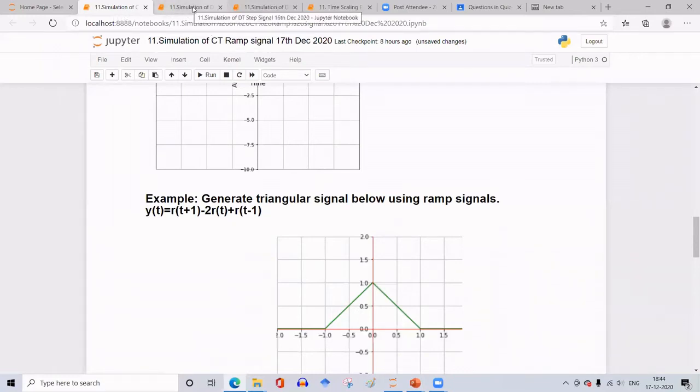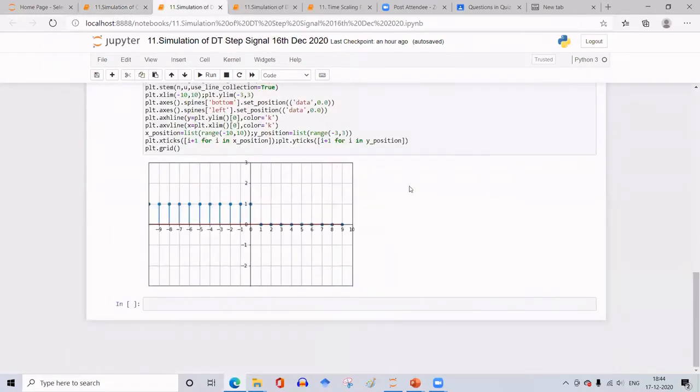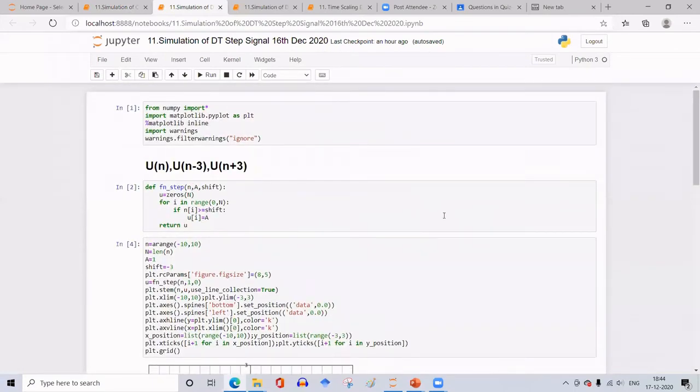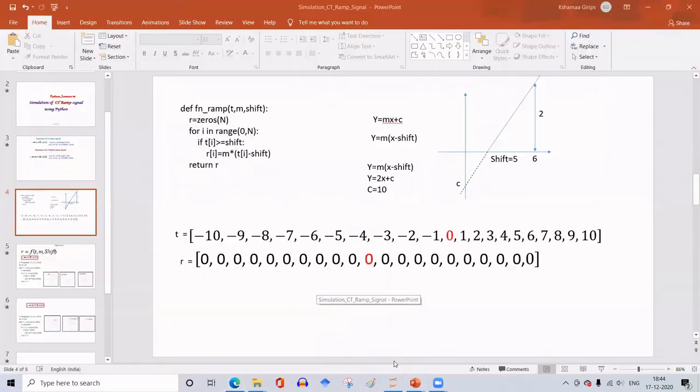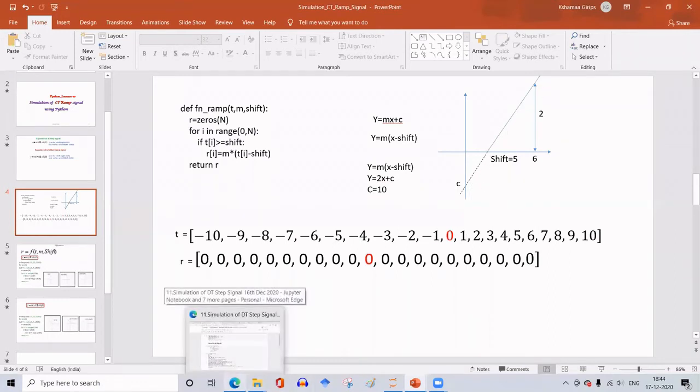So that is about a continuous time ramp signal. So let us take the discrete time signals. First, let us take the discrete time step signal. So what is the difference between the discrete time and the continuous time signals? In the continuous time signal, we divided this t from minus 10 to 10 into some thousands of points. And then we plotted the continuous curve by making use of plt.plot.